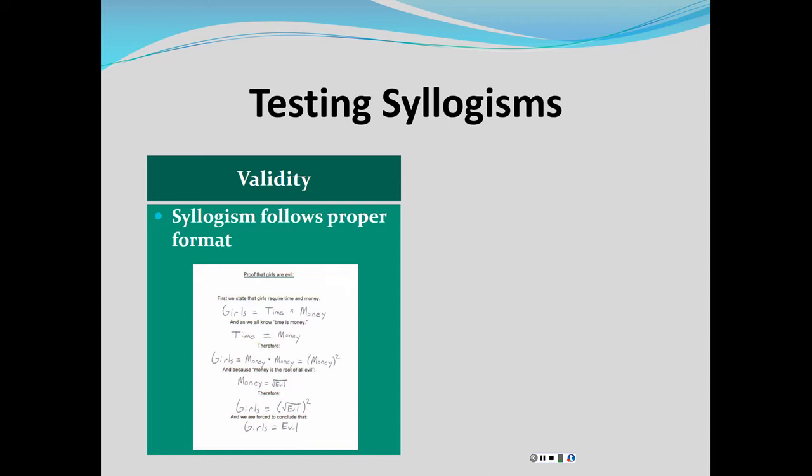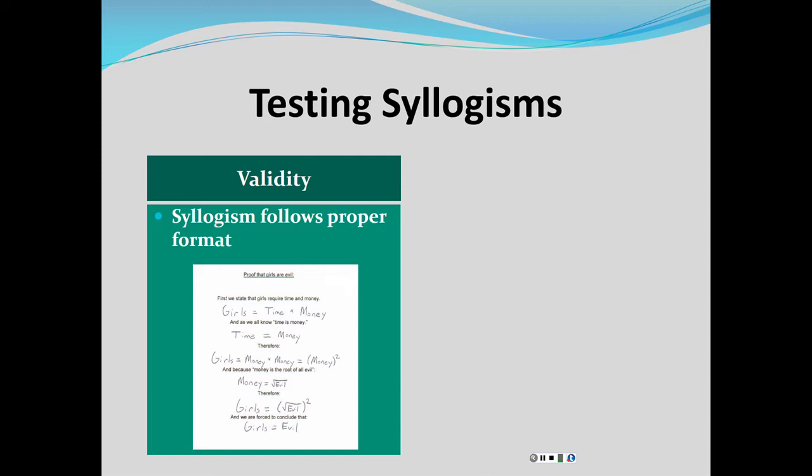Part of how we test syllogisms for whether they are good syllogisms or not is what we call validity. Does it have a major premise? Does it have a minor premise? Does it have a conclusion? And are all three of those things directly related to one another? If so, our syllogism is valid. That is, it follows the proper format.